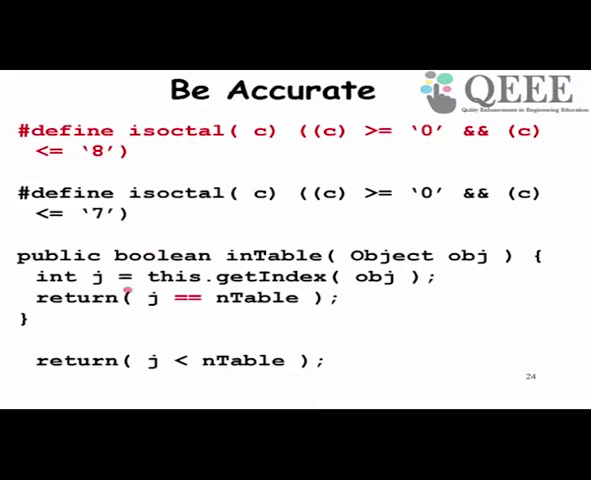Similarly, just look at this code. It says public boolean in table. So one would expect that it says whether it is in the table or not, but just look at the code. What it does is that it gets the index of the object and returns j is equal to n table, that is, the length of the table. So if it is equal to the length of the table, it returns 1, else it returns j is less than n table. So it's highly confusing code. Looking at the name, one should expect that it should return 0 or 1. So what it does doesn't really tally with what is inferred from the name.